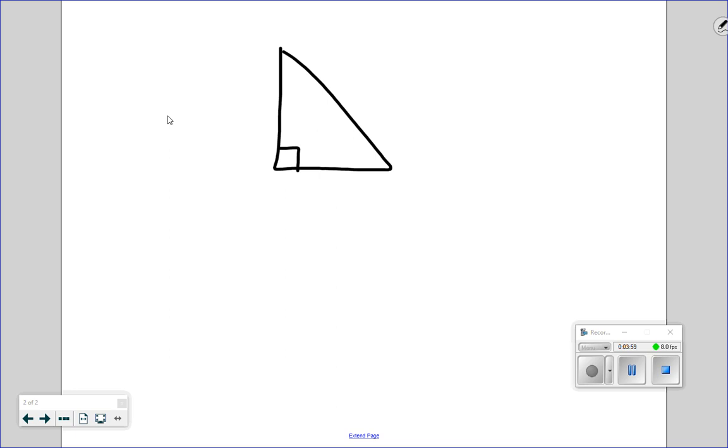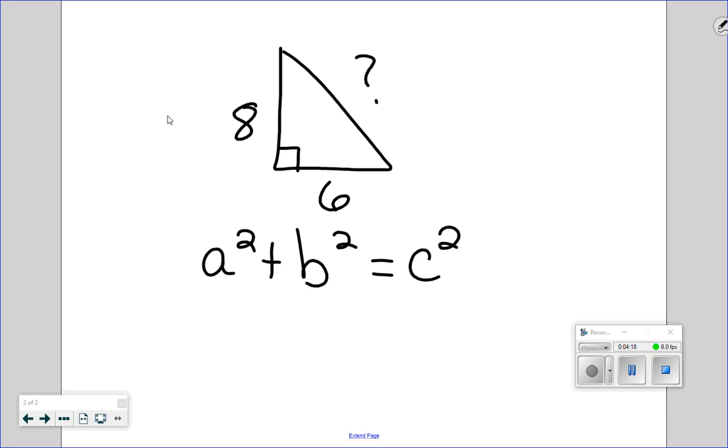So here's an example. Let's say this side is 6, this side is 8, and this side is unknown. So what we can do to find that unknown side, because we have a right triangle, is use the Pythagorean theorem, which says a squared plus b squared equals c squared. And remember, A and B have to be legs. C is the hypotenuse. So if we look at our triangle, we need to know which one's which. Well, the legs are the ones that create the right angle. So in this case, the legs are 6 and 8. So 6 squared and 8 squared go here.